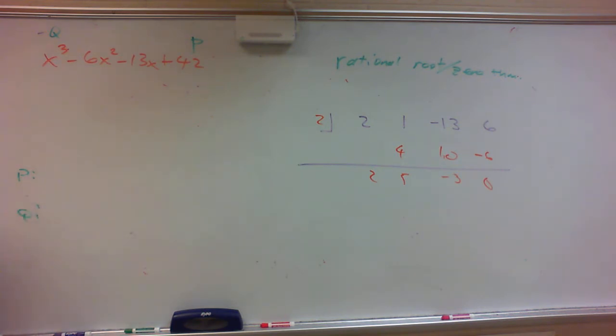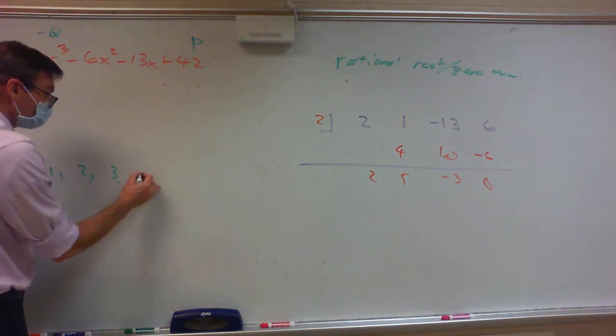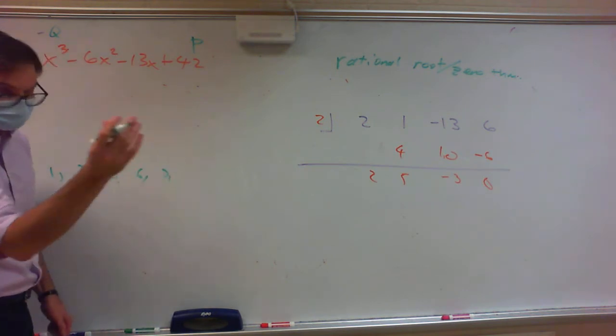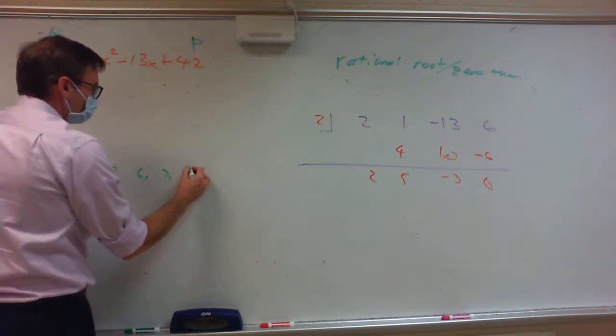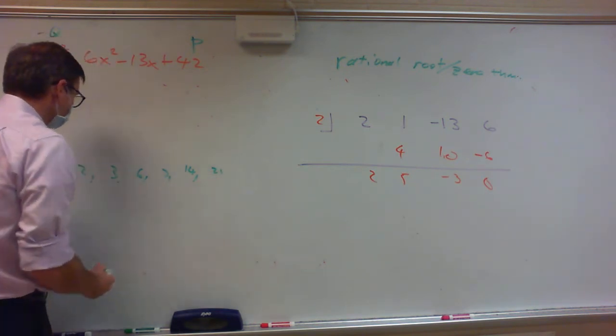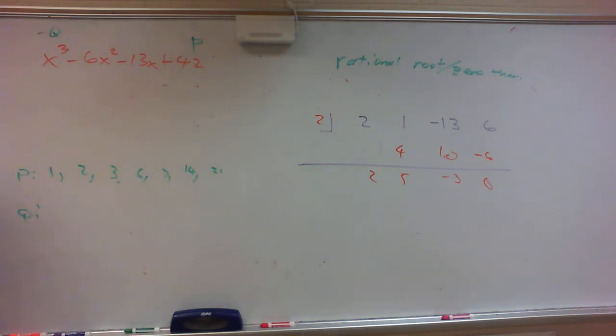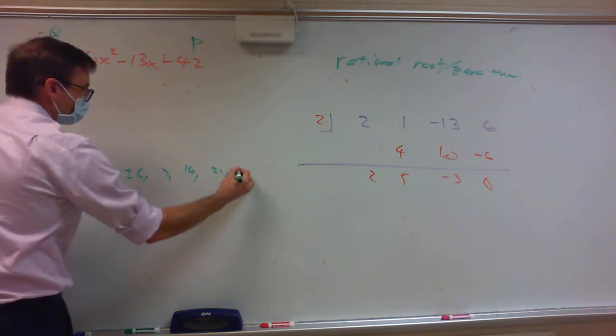So what are my factors of p? A lot. 1, 2, 3, 4 doesn't go into it, 5 doesn't go into it, 6, 7, well 8 doesn't go into it, 9, 10, 14, then 21. It's what goes into 42, because you're looking for all your factors. These are all factors of 42. And I need plus and minus all those, and 42.